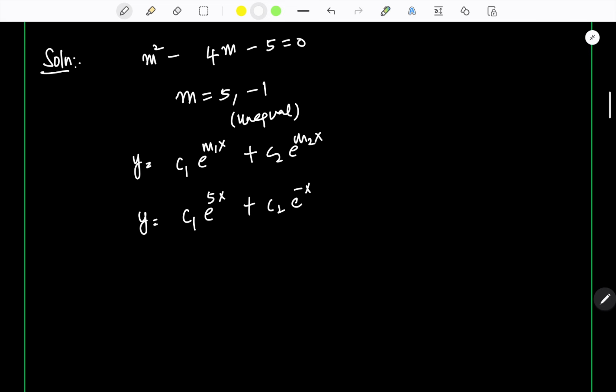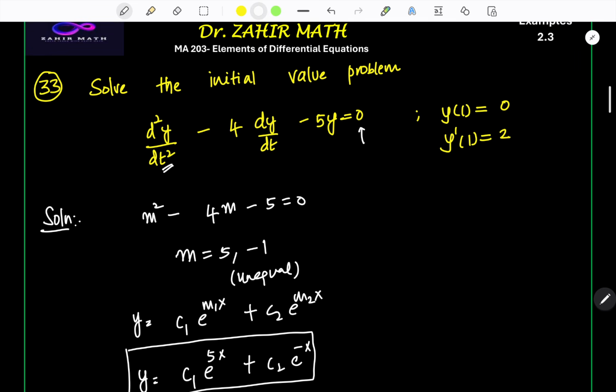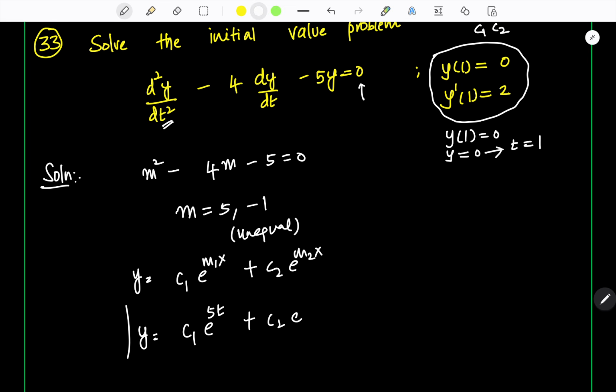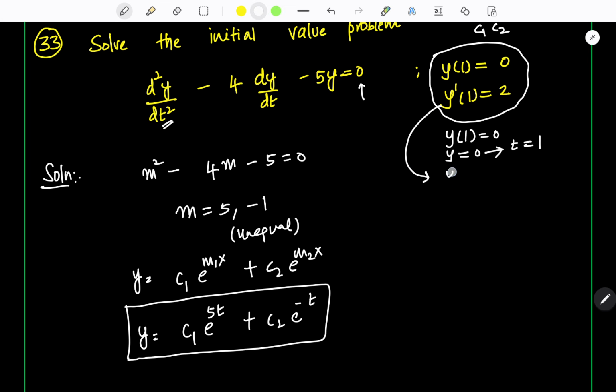Okay, now this is actually the general solution, but there are some more things. You have to use the initial conditions. Why are we going to use them? We are going to find c1 and c2. We have two constants to find, so at least we need two conditions. What is the first condition? y of 1 equal to 0. It means y equals 0 when t is equal to 1. See, again I made a mistake. You shouldn't put x, it is t, because the independent variable here is t. So it is e power 5t and e power minus t. The next condition is y dash equal to 2 when t is equal to 1.